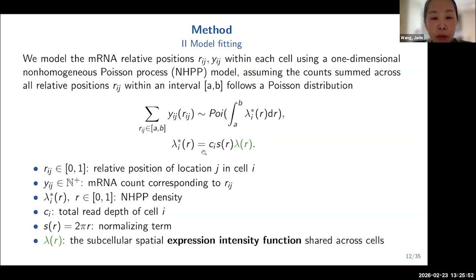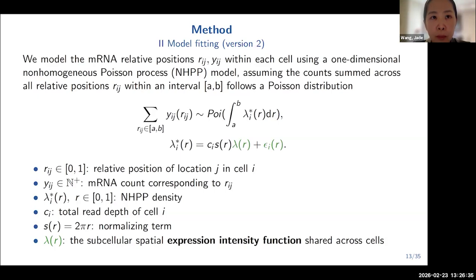We further decompose this lambda star function into 3 terms. This C_i is only related to cell i, so we use the total count here, because it's a cell-level feature. We have this S_i, which is a normalizing term for the area, because we only look at one dimension, but actually the cells are in 2-dimensional space. So these two are covariates we want to adjust. And after adjusting for these two, we have this lambda_j, which is the function shared across multiple cells for this gene j. So this lambda_j is the expression pattern that we want.